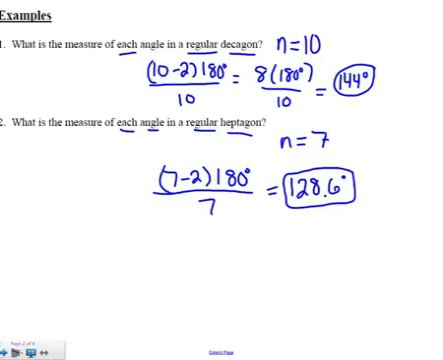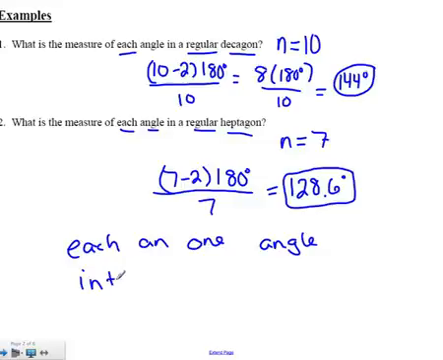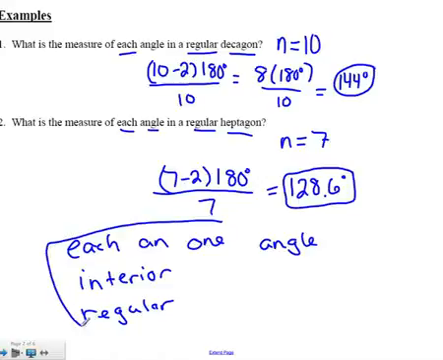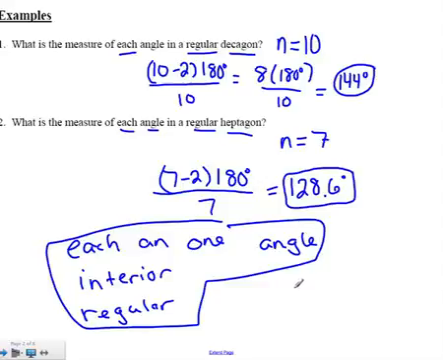Then we developed a formula here using word problems: if you ever see the terms each, or an, or one angle, if it's asking for individuals, if you're talking about interior angles, and if you're talking about regular polygons, we know that these terms refer to this formula, n minus 2 times 180 degrees divided by n. That's what we're really focusing on today.